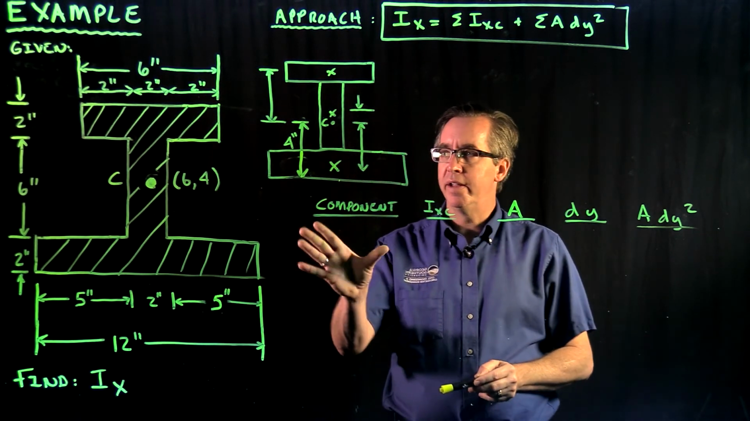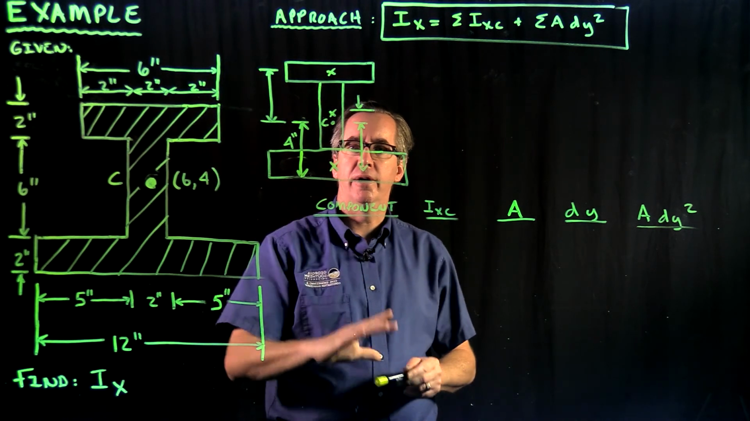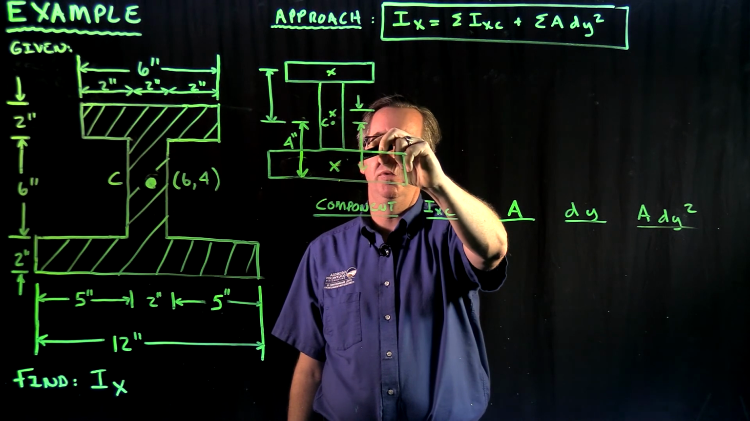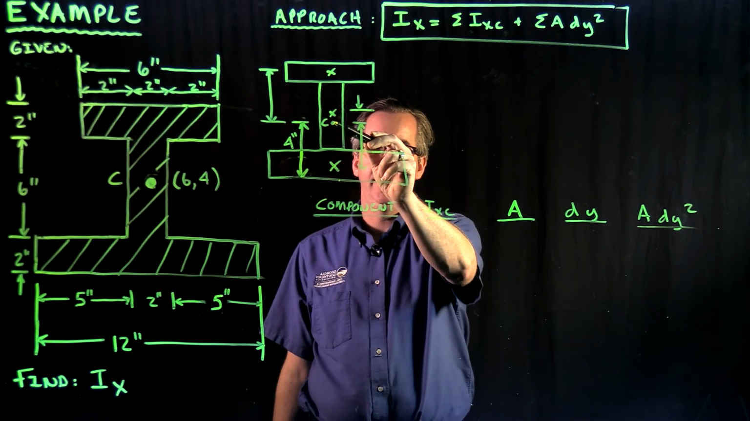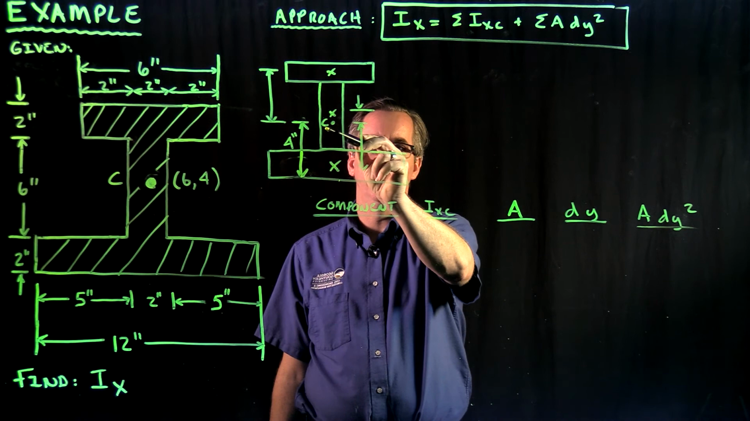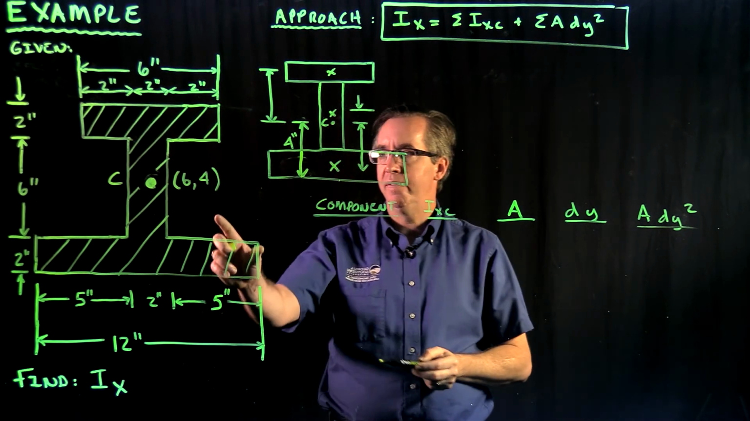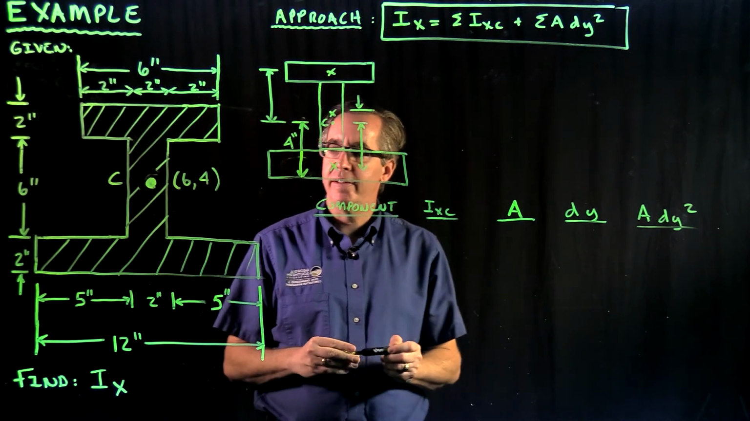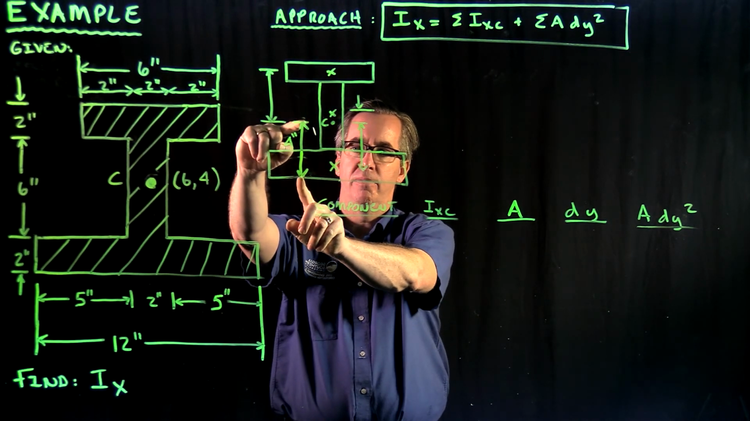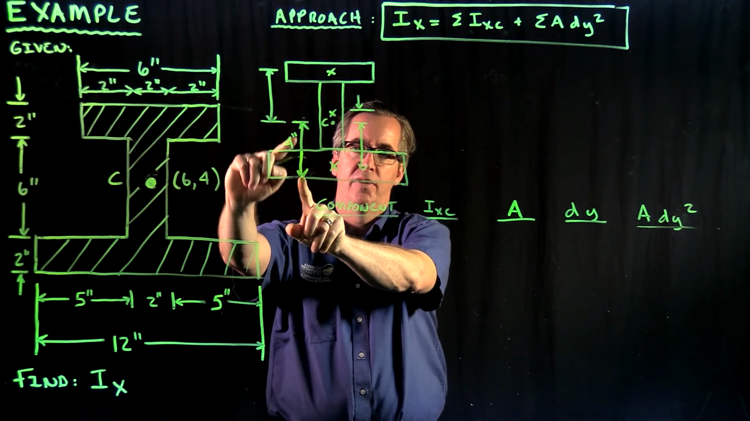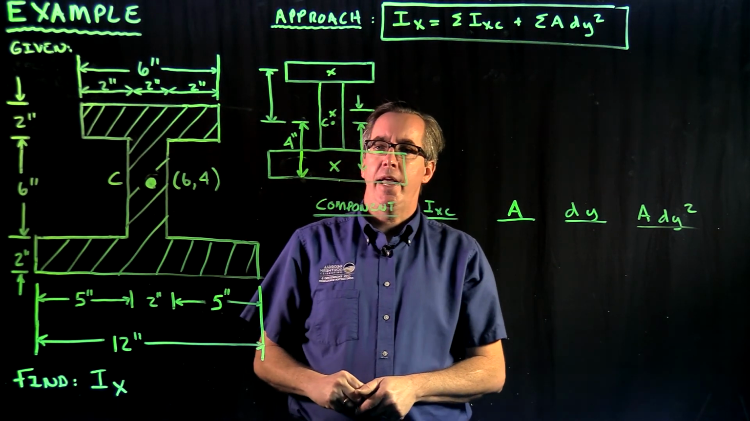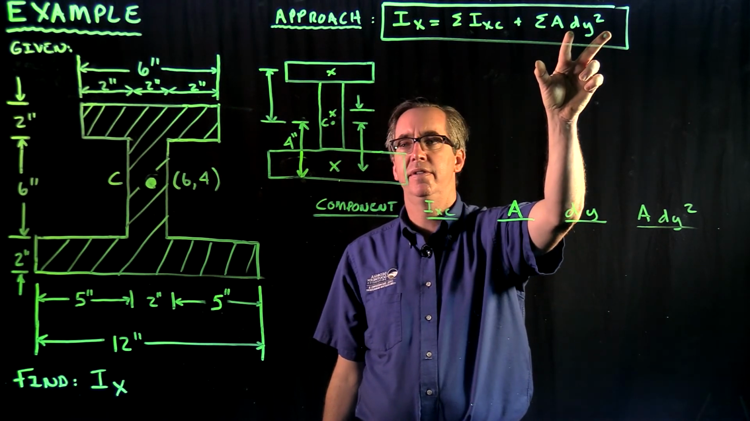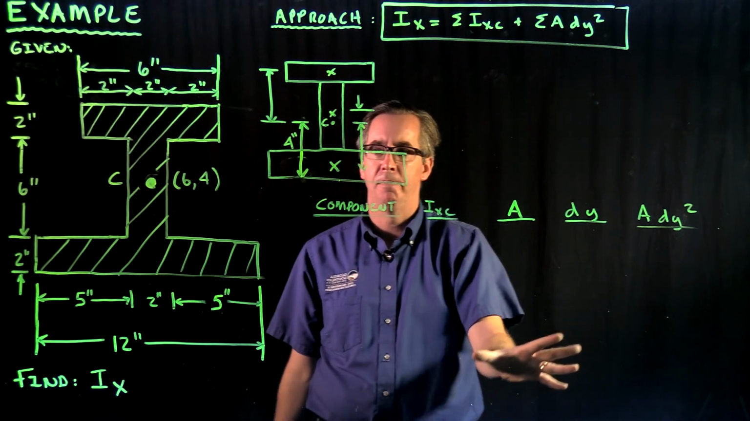Now what I've done is a simplified drawing over here. And the x in this drawing represents the centroid of each individual component. The c right here with the dot represents the centroid of the overall object. That was given to me as having a coordinate of 6 in the x direction and 4 in the y. So I drew this dimension 4 inches right here, which is the y distance from the bottom flange to the centroid. Before we do the table, we're going to figure out what these dy distances are for each piece so that we can fill out the table.